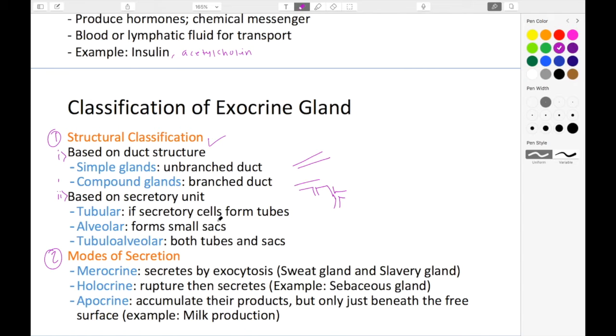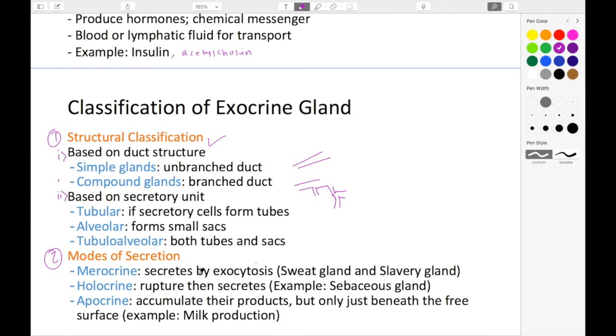Okay, and based on the secretory unit, you may have tubular if the secretory cells form tubules. If the secretory cells form tubes, then that is tubular. If the secretory cells form small sacs, that is alveolar. Okay, if the secretory unit forms both tubular and alveolar, tubes and sacs mixed, then that is called tubuloalveolar. Okay, that's based on the secretory unit.